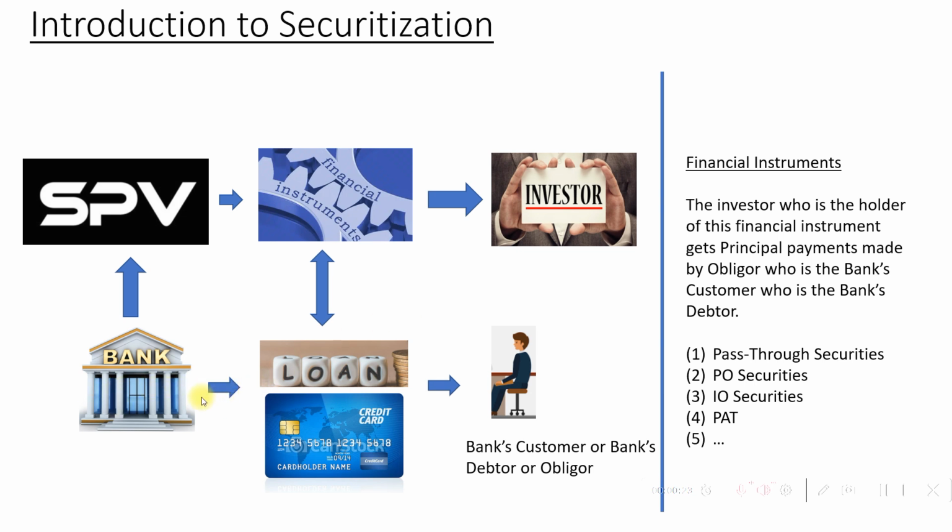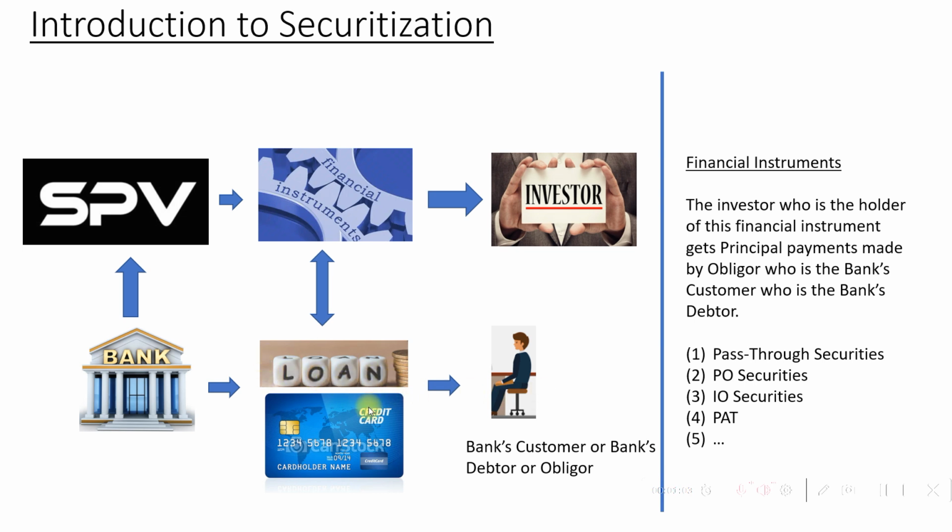We know that banks give loans or credit cards to obligors, or the bank's customers, and as part of it, the bank also has assets in the form of loans and credit cards. Now what happens in securitization is that an SPV, a trust, is formed, which is a special purpose vehicle, which basically buys the bank's assets. So what are the bank's assets? The bank's assets may be loans or credit cards which they offer to the bank's customers.